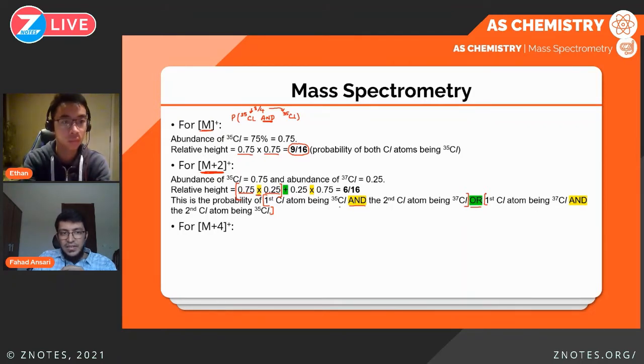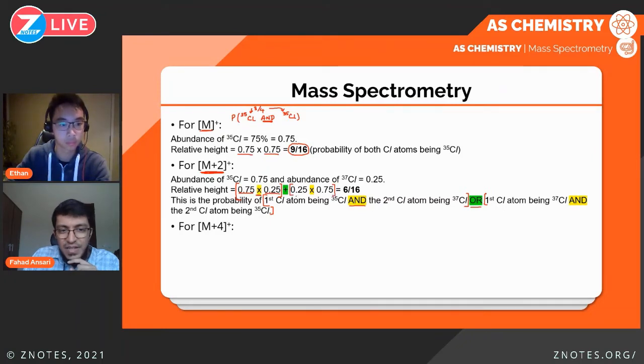And means you multiply, right? And for the second statement, you have 0.25 times 0.75. So 0.25 over here is for chlorine 37, and this is for the second atom being chlorine 35, so you multiply 0.75. And then there's this big green "or" in the middle. Basically, you're going to add these two products together, and that's going to give you 6 over 16. So this is the probability of having one chlorine atom of one isotope and the other of the other isotope, right? So this is for the N plus 2 peak.